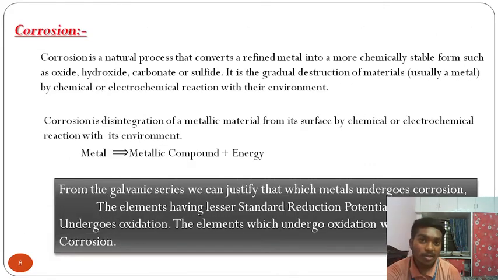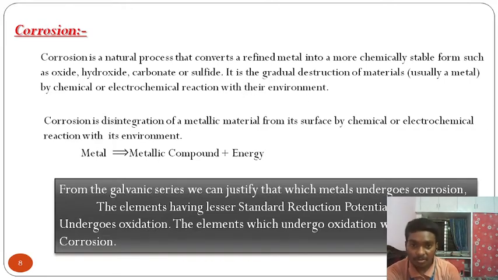From the electrochemical series, we can see which metal undergoes galvanic corrosion. If there are two metals, one which can undergo oxidation and one which can undergo reduction, we can justify which undergoes corrosion, as we did in the galvanic cell. If there are more than two metals, three metals or four metals, we can say which metal undergoes rapid corrosion.